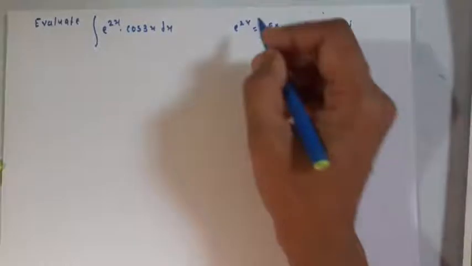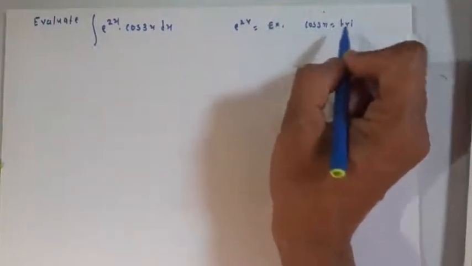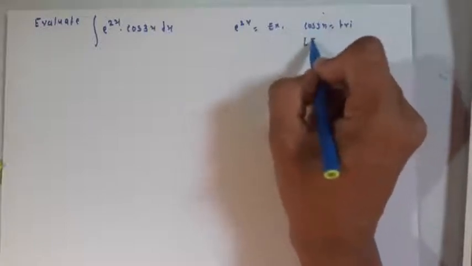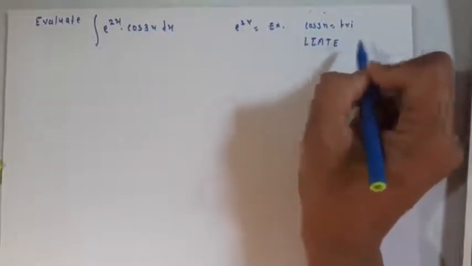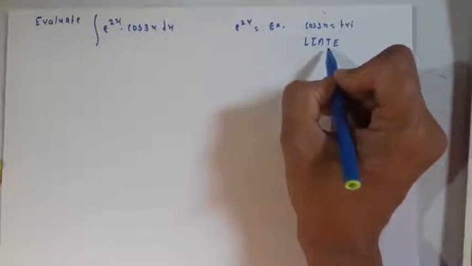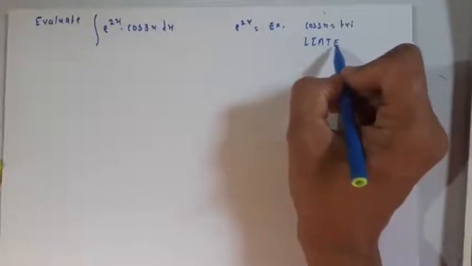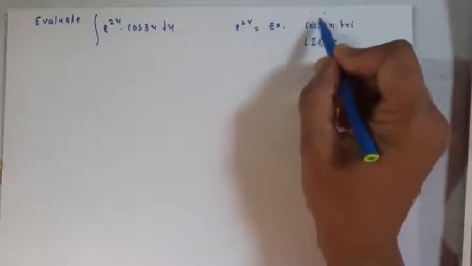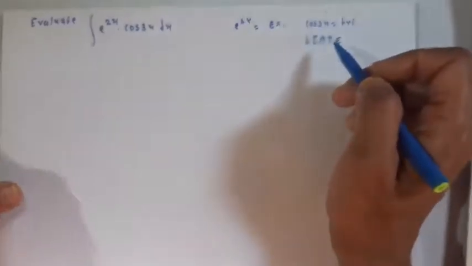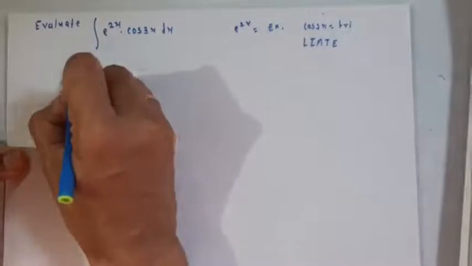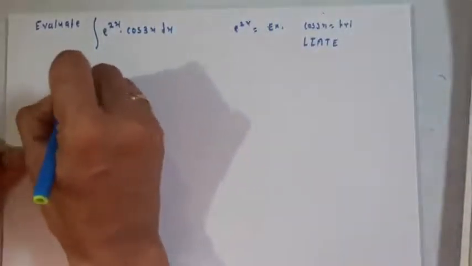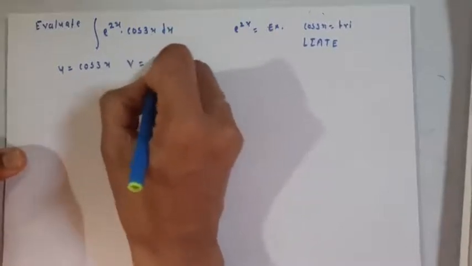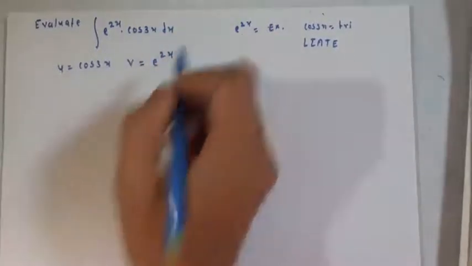According to the LIATE rule, the trigonometric function has the fourth position and the exponential has the fifth. That's why here the first function, that means the u function, is cos of 3x. Here u equals cos of 3x and v equals e raised to 2x.